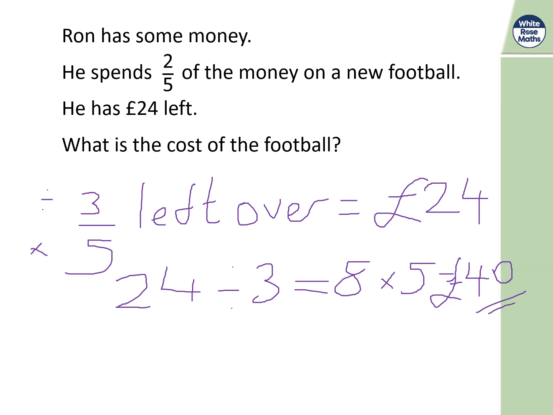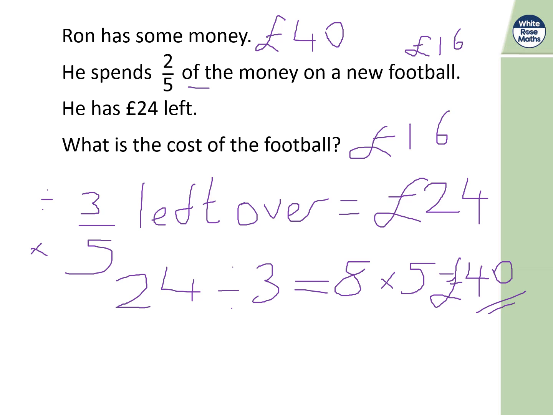So he spent £16 on the football, because 16 plus 24 makes 40. So Ron started off with £40 initially, but the question's asking the cost of the football. So 2/5 of it, so Ron spent £16 on the football. So hopefully it makes sense.